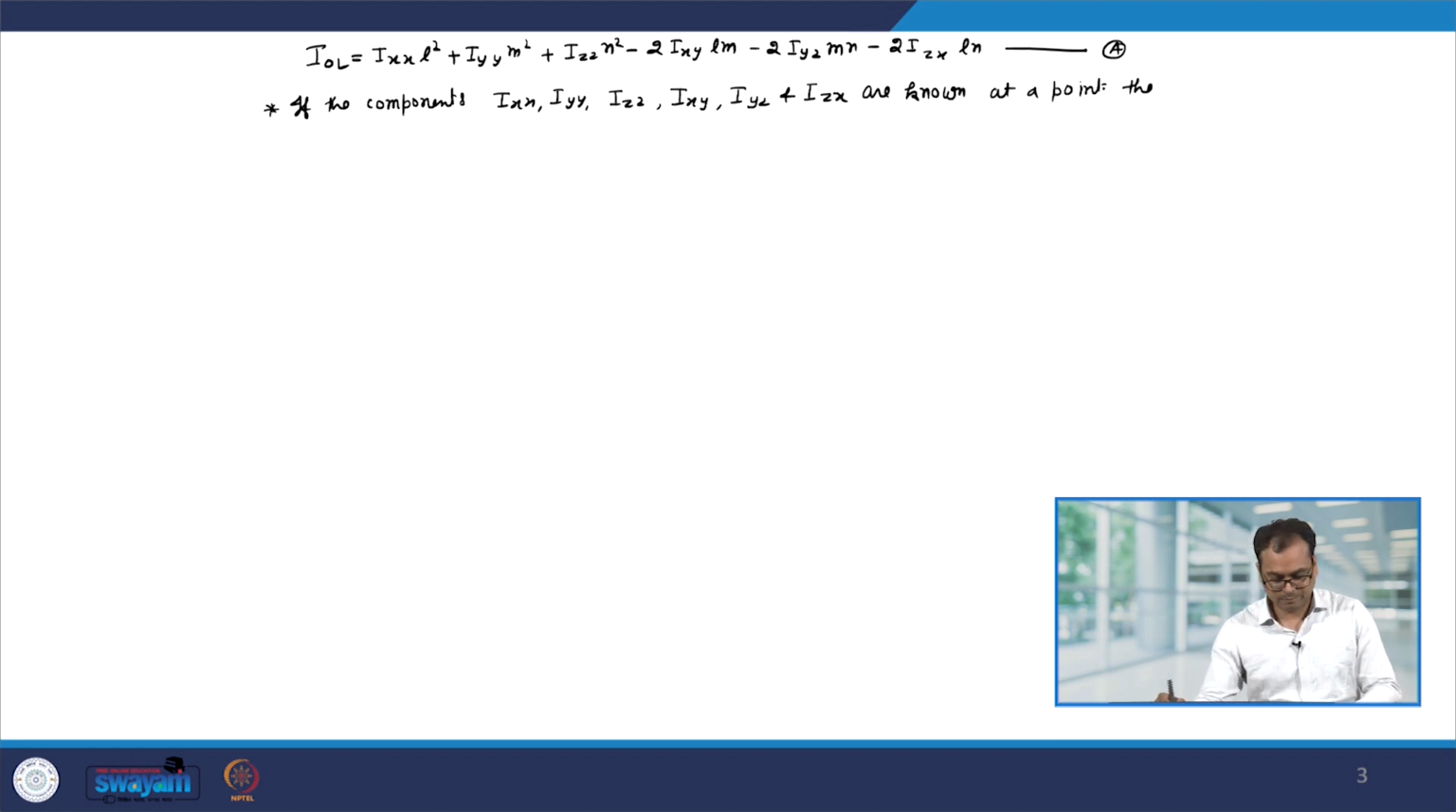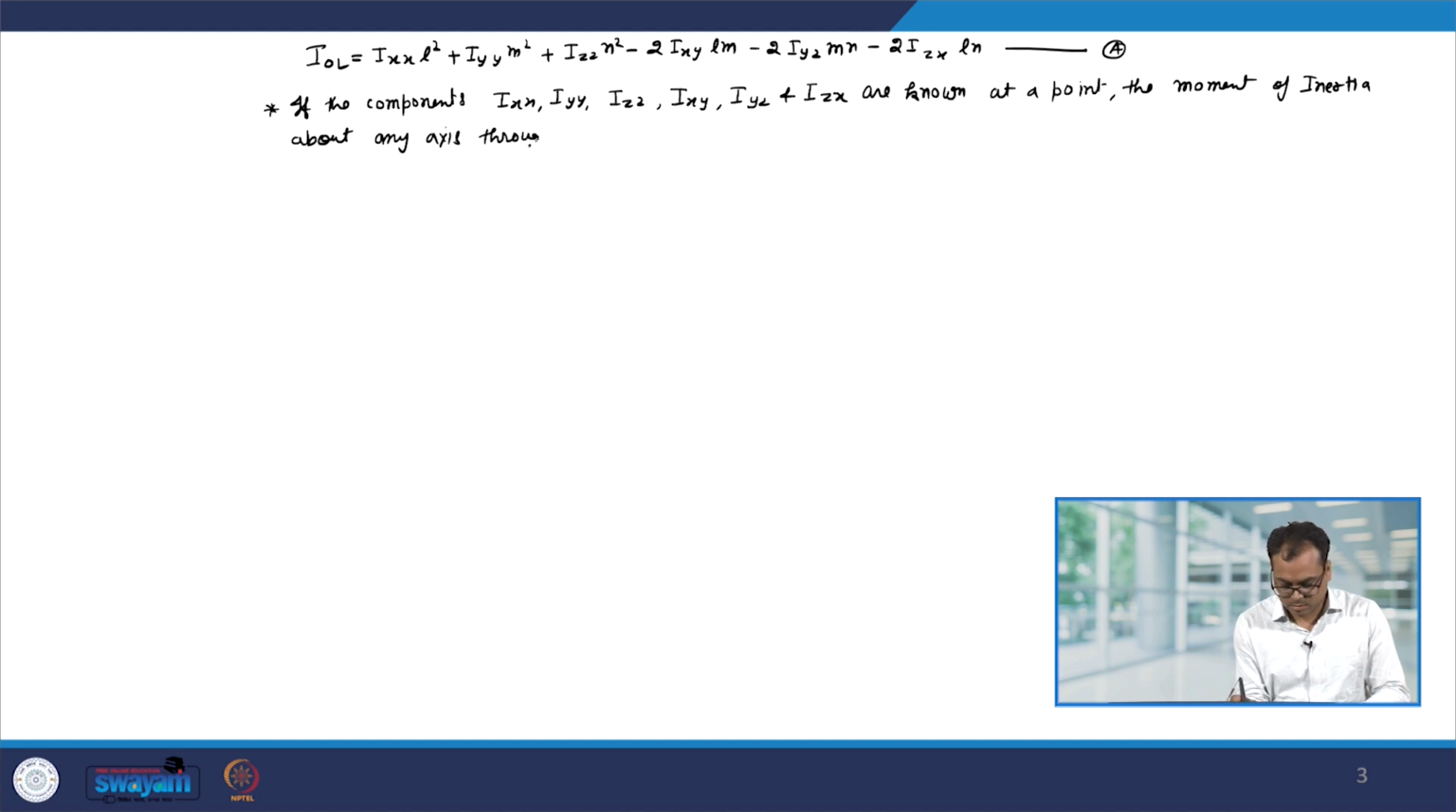Then the moment of inertia about any axis through the point can be found, okay, and it can be found by equation number A.